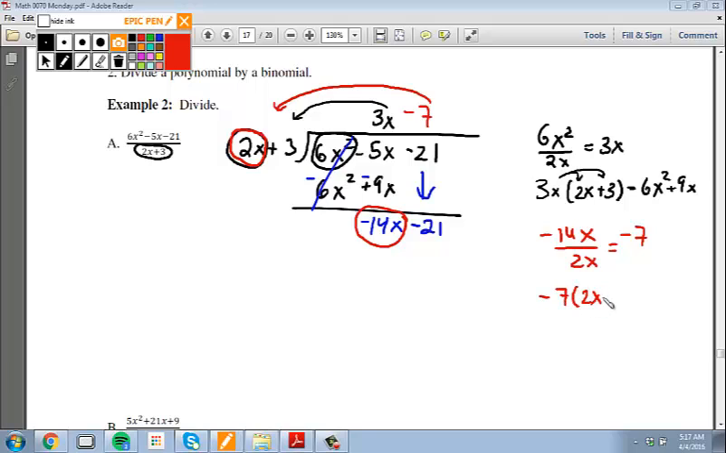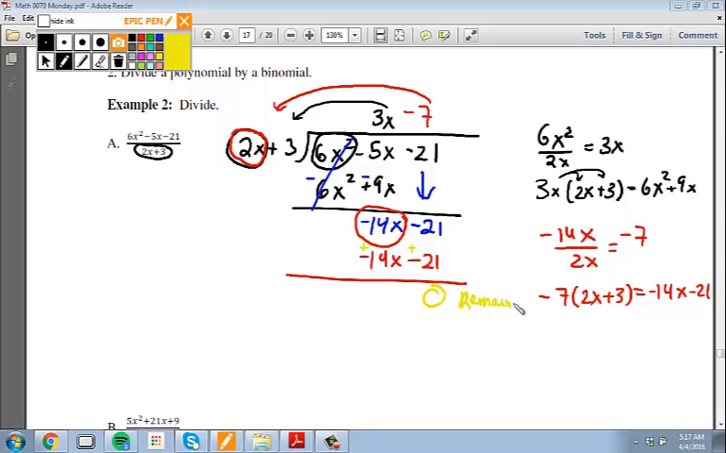So minus 7 times 2x plus 3 is minus 14x minus 21. And then remember I have to subtract, so I change the signs. So this was minus, so it becomes plus, and that was minus, so it becomes plus. So minus 14 plus 14 is 0, minus 21 plus 21 is 0. So that means my remainder is 0. So the answer to this is just 3x minus 7, what I had up here.